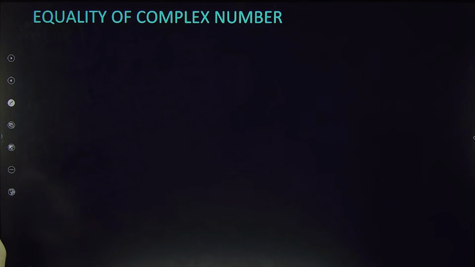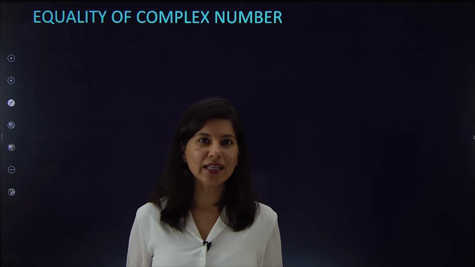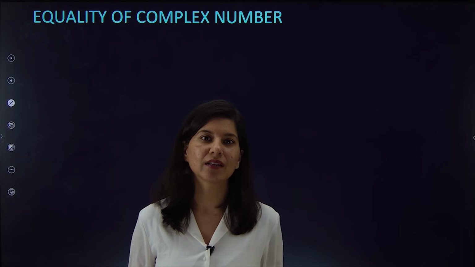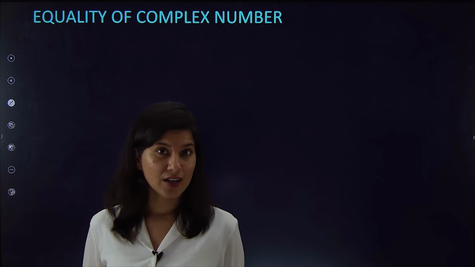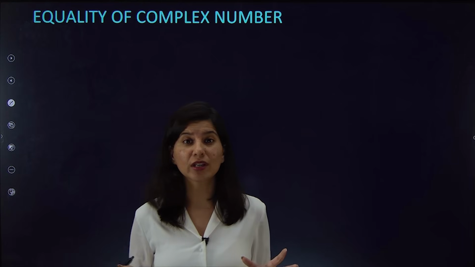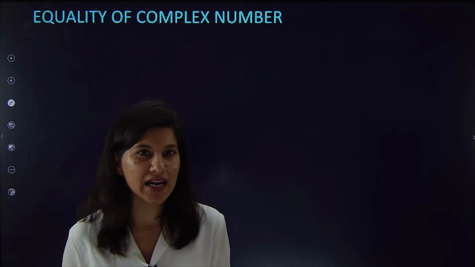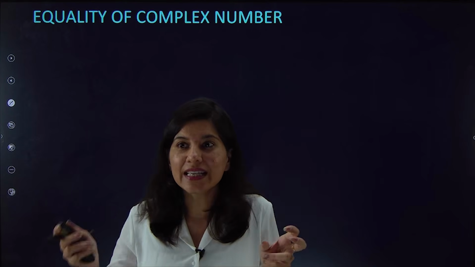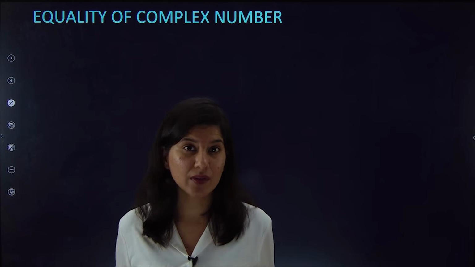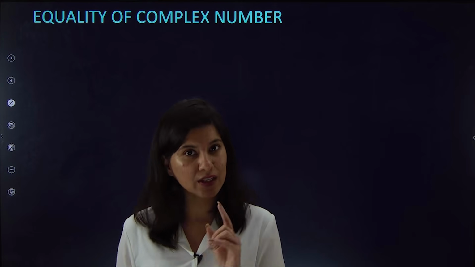Now, equality of complex numbers. See, when two complex numbers are equal, their real parts are equal and their imaginary parts are equal. As simple as that. But when two complex numbers are not equal, that means I'm talking about inequality. There is no meaning of inequality. When somebody asks you to compare Z1 and Z2, the complex numbers are incomparable. Inequality is meaningless in complex numbers, but equality is again the same.